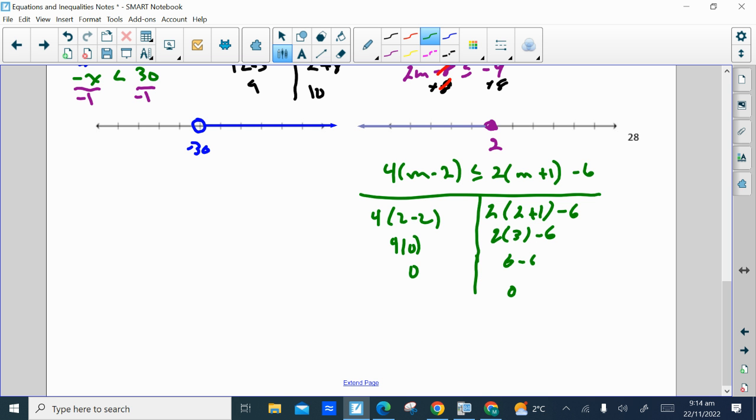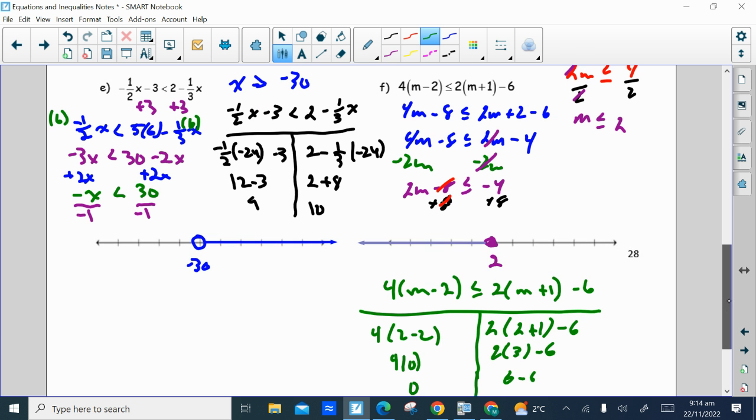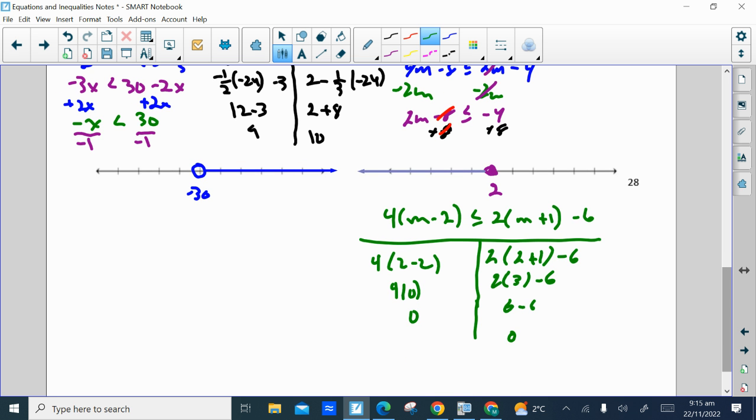So we get the same thing on both sides, and that's fine because it says that m has to be less than or equal to 2. So it can be equal to 2. And the left side can be equal to the right side. It's either less than or equal to the right side. And in this case, it's equal. So it checks.